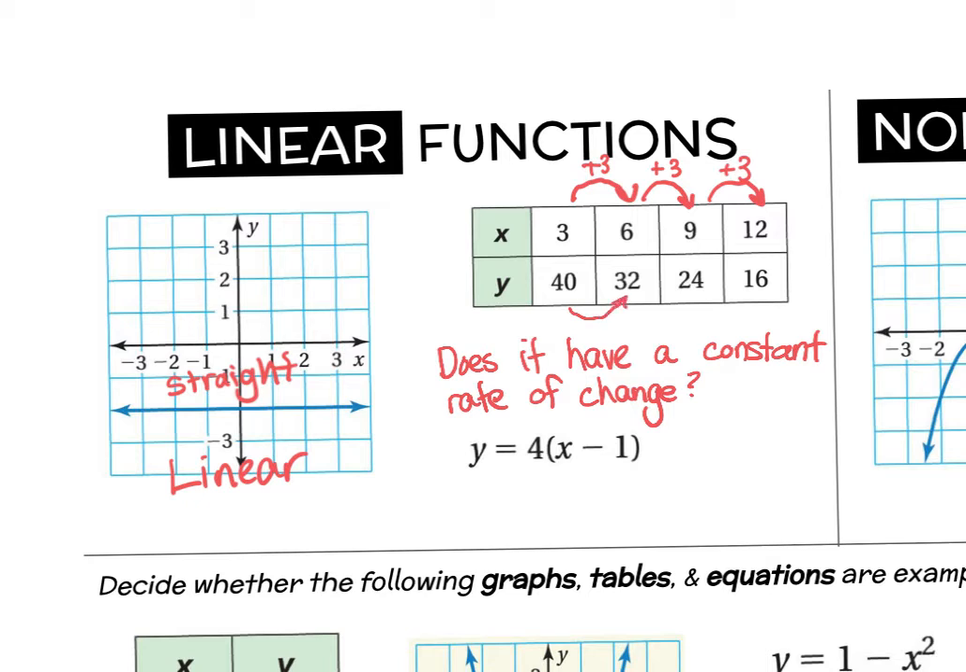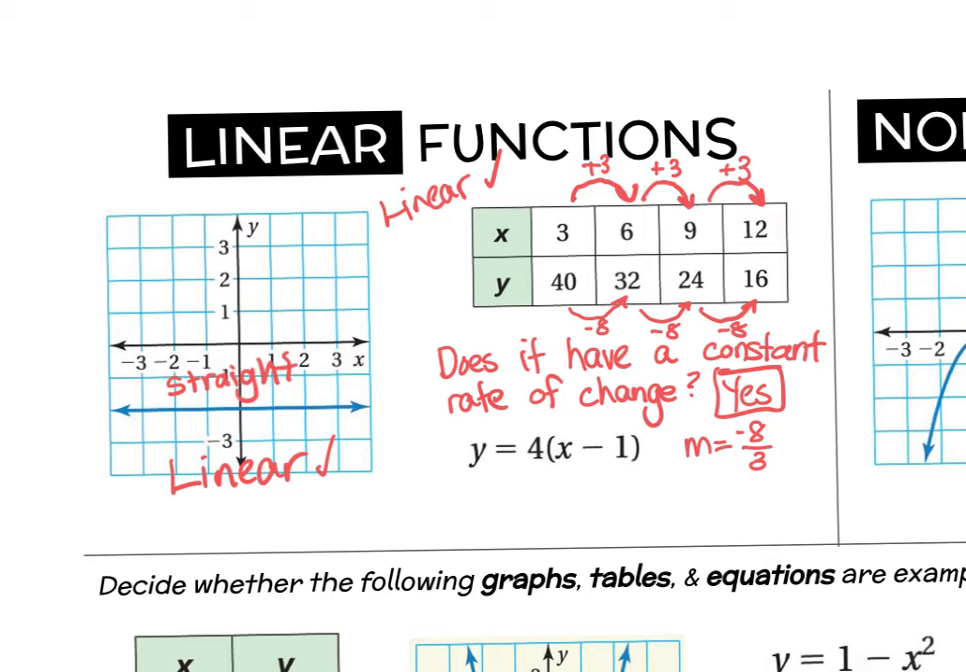So here we have minus 8 again, and minus 8 again. So our slope has a constant rate of change because it's changing consistently, and that slope would be negative 8 over 3. So therefore, this is a linear function. Check.